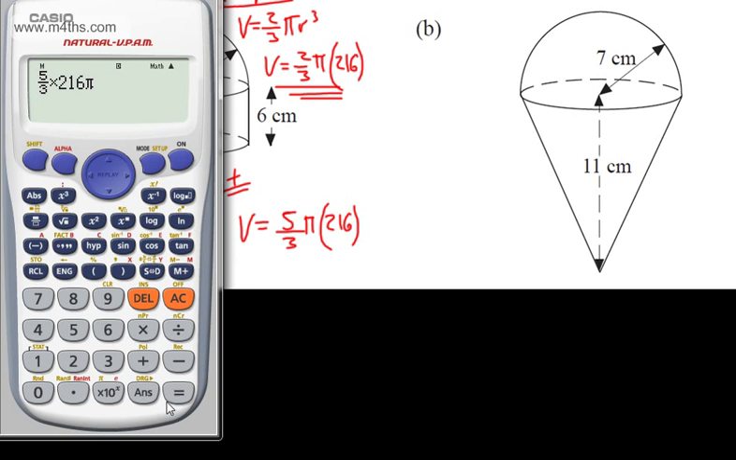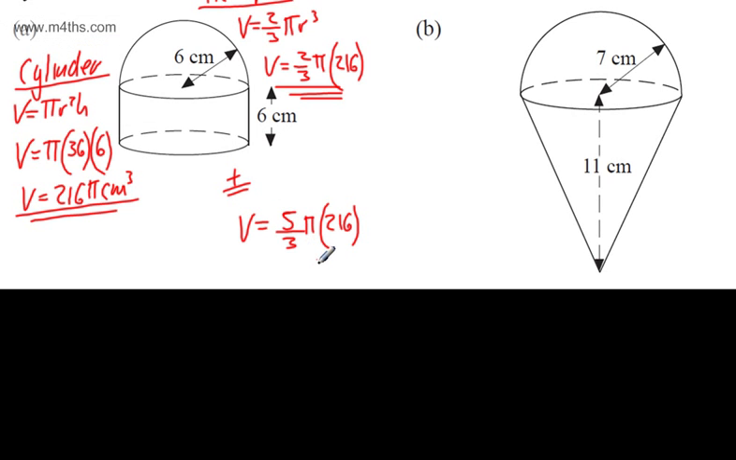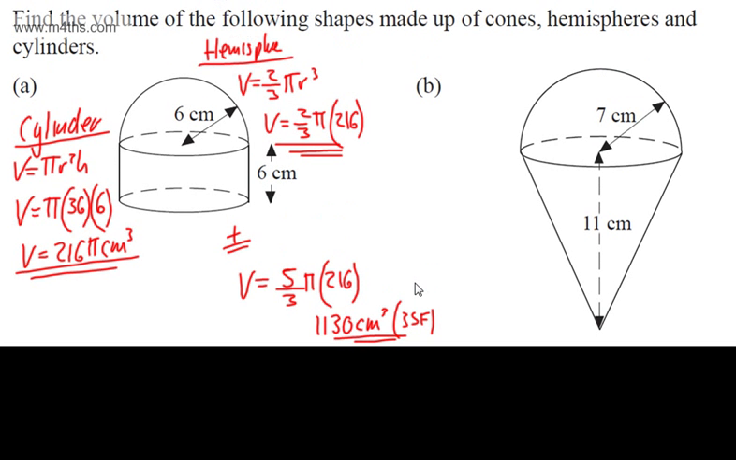Loads of different ways you can write this, and that's giving us 360 pi, which is going to be 1130.97 and so on and so forth. So I'll say 1130, and that will be centimetres cubed, and that now is to 3 significant figures. So all I've done is put that in there. If we look at the next one, we've got a cone and we've got a hemisphere.